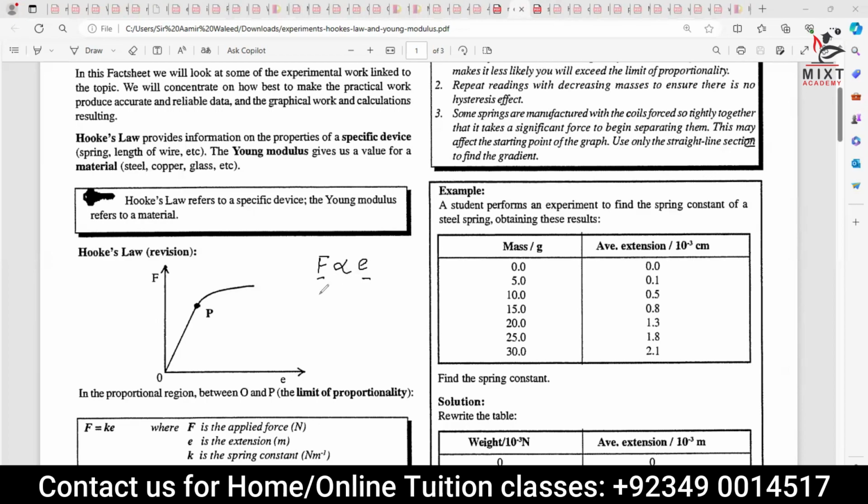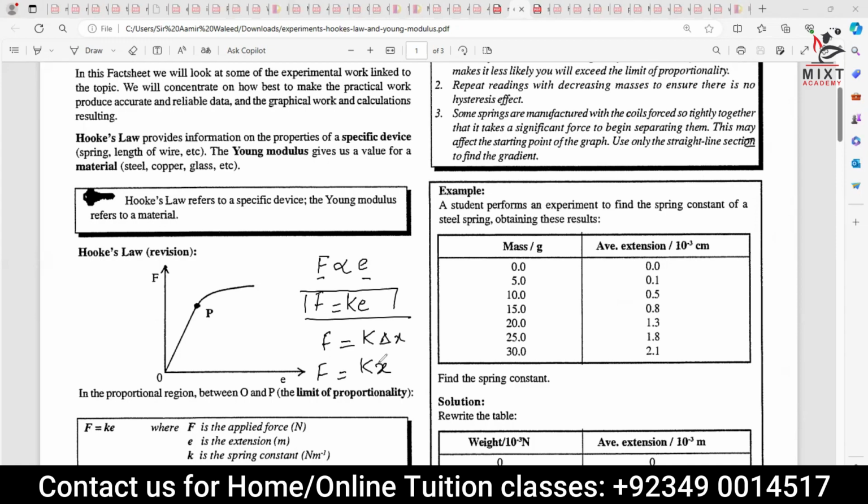When you remove that directly proportional sign, you will put an equal to sign and a constant k will be multiplied. So your equation is F is equal to kE. Sometimes you will find an equation like this, or sometimes like this. So don't be confused with the symbol. The equation will be F is equal to k times extension.